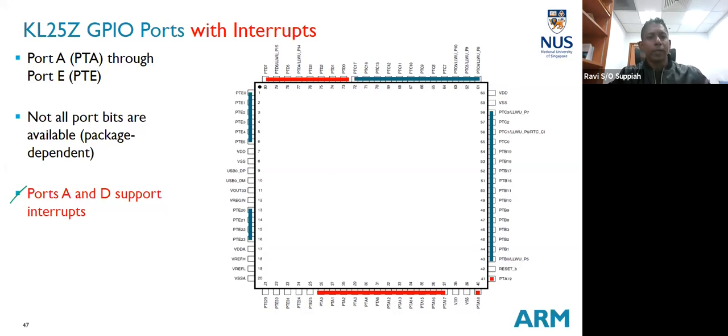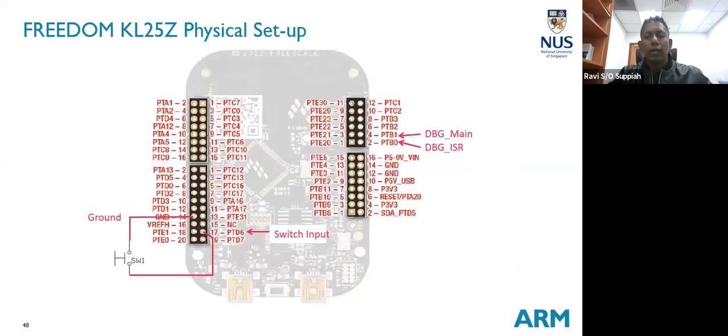Okay, so in terms of our setup that we're going to be doing for the lab, we're going to be using port D pin 6 over here. Port D pin 6 to connect as a switch input. Now, when I look at this configuration here, this is a push button switch. One end is ground and the other end is connected to port D.